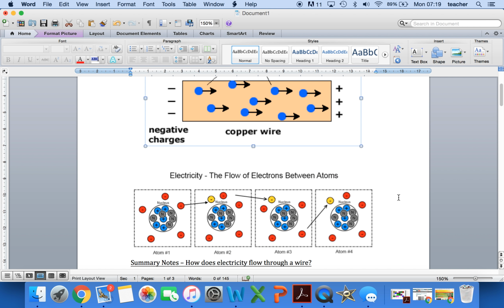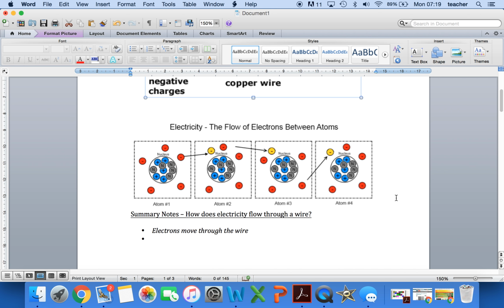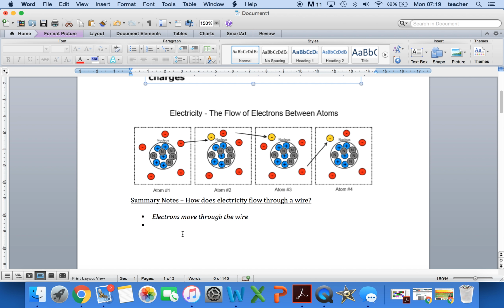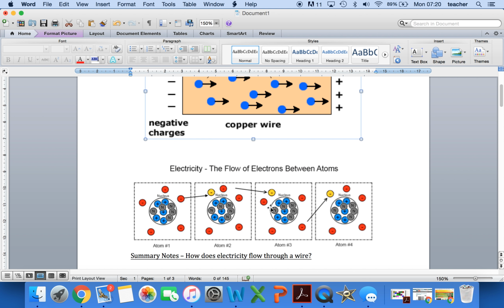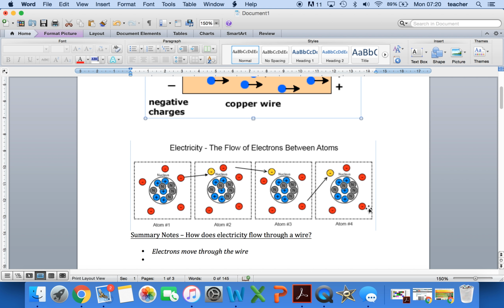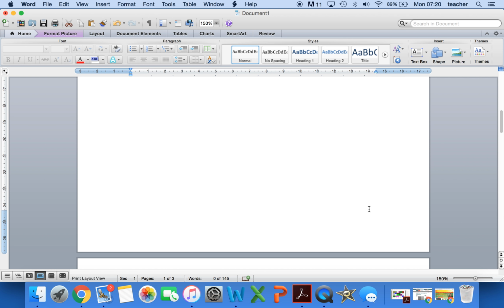What I'd like you to do now is probably to go over or replay the first part of this video that I've been talking about and jot down some notes about how electricity flows through a wire. I've started you off by saying electricity's moved through the wire, and that's what's shown in this diagram up here. But remember, I was saying that that's a very simplistic view of the way electricity operates in a circuit.